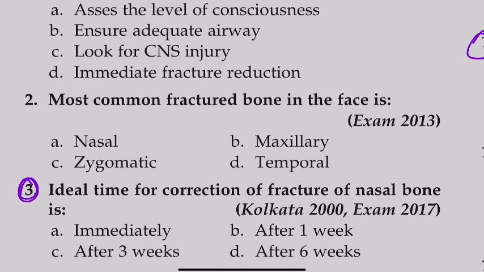Zygomatic bone is the second most fractured facial bone. It is also called quadripod. Loss of malar eminence. Now, nasal fracture is the most common fracture of what? The most common fracture in the face.